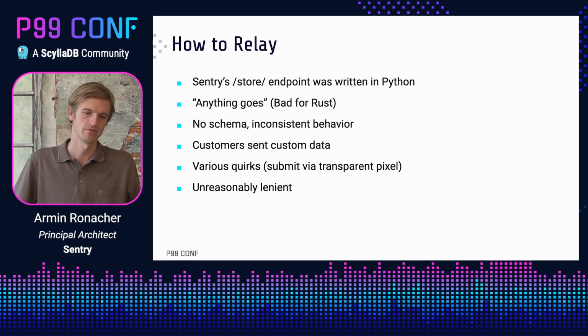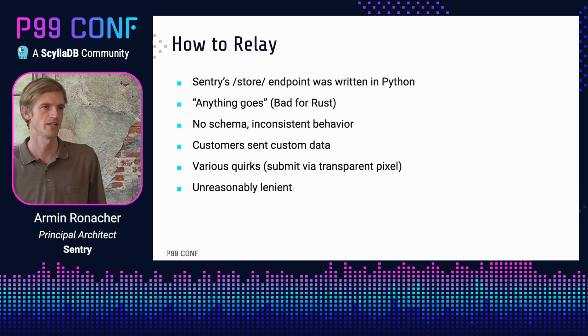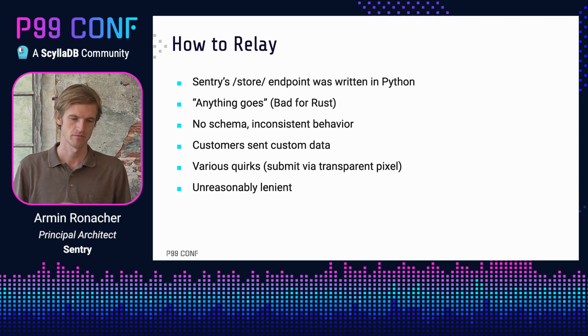Originally, the store endpoint was really written with the idea that anything goes, so there was very little validation. There was a JSON load written in Python that uses the simple JSON module, and it just accepts whatever is there. It does a little bit of validation, but the validation was very limited. So we really didn't have any schema. There was very inconsistent behavior in the protocol. And because customers kind of sent the data on their own, we had more traffic and more data coming in than our test suite was actually covering.